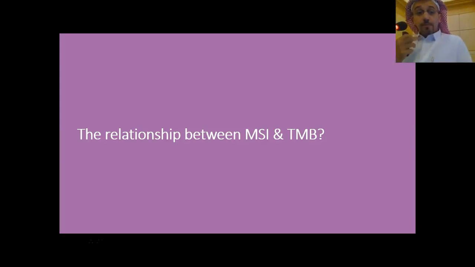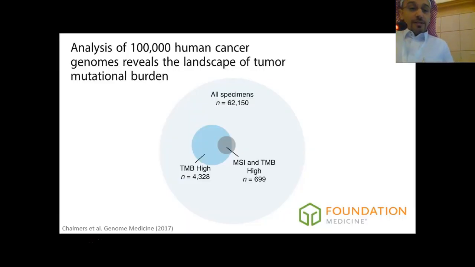Now the question is, what is the relationship between MSI and tumor mutation burden? Are they always both high, or the opposite relationship, or no relation? This study by Foundation Medicine is by far the largest study comparing MSI and tumor mutation burden in 100,000 cancers. The big light gray circle shows they sequenced more than 62,000 cancers where they have both MSI information and tumor mutation burden.